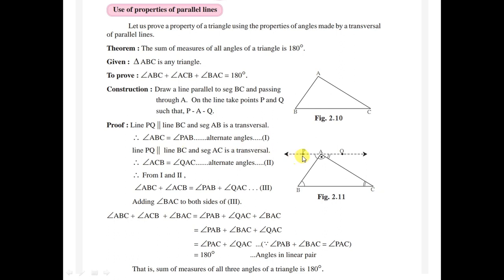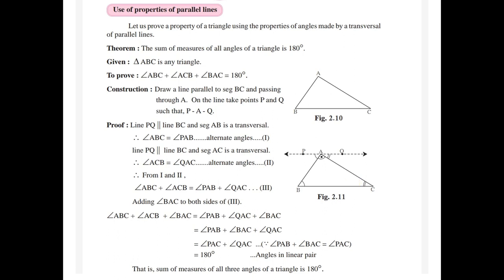Now the proof. First, line PQ is parallel to BC and segment AB is the transversal. So looking at the lines and the transversal, we have to write their alternate angles. So angle ABC is congruent to angle PAB. You can see here PAB is congruent to ABC. It makes a Z, so that becomes alternate angles. That we will name as number 1.